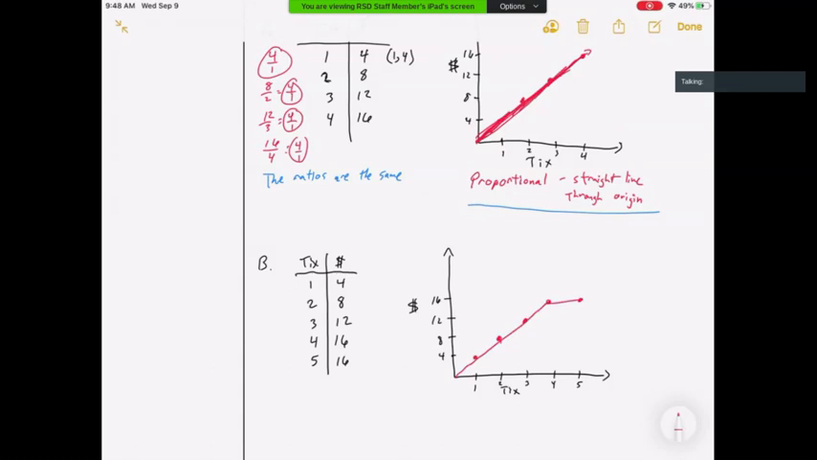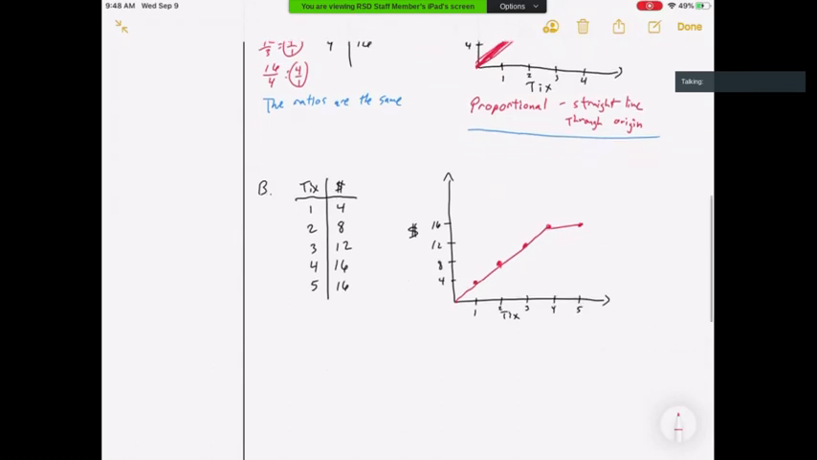So what do we think? No, right? Not proportional. Does it go through the origin? Yeah. But is it a straight line? No, not a straight line. So it's not. That's it. Non-proportional. Not a straight line.